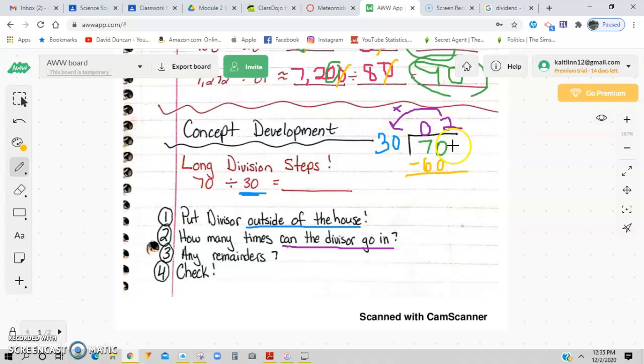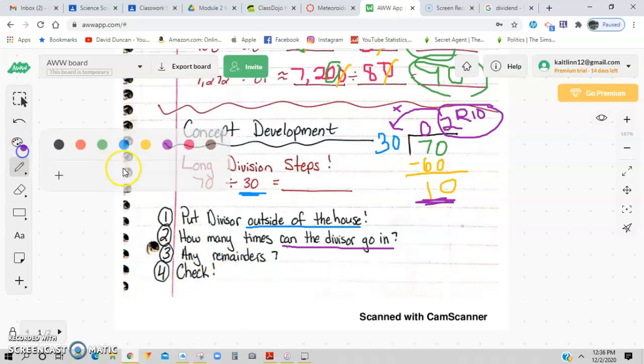Now I'm going to subtract. 0 minus 0 is 0. 7 minus 6 is 1. Now there's nothing left up here for me to bring down. And I know 30 does not go into 10. It can't. It's too small. So that means that my remainder is 10. My answer is 2, remainder 10. And as long as that remainder is smaller than my divisor, I know I am doing just fine. So I kind of skipped a step. That was the remainder portion of my checklist.